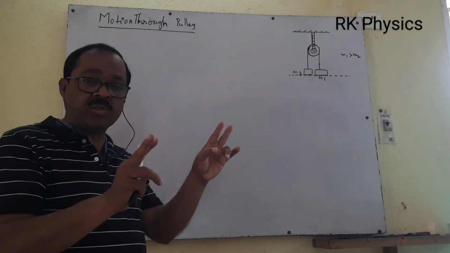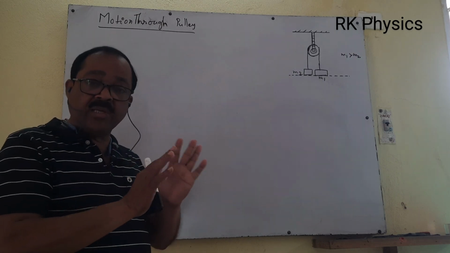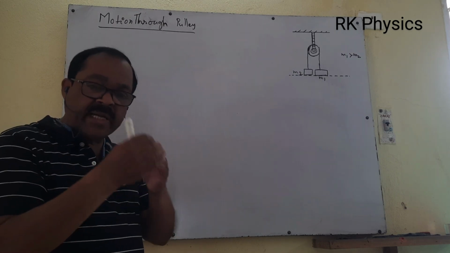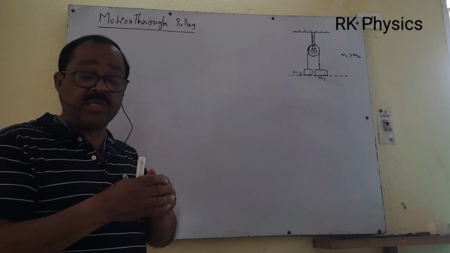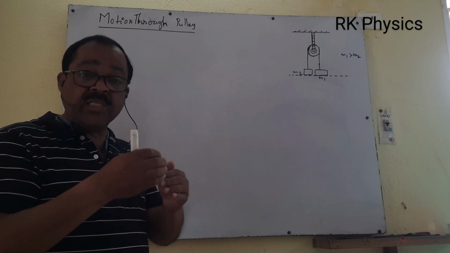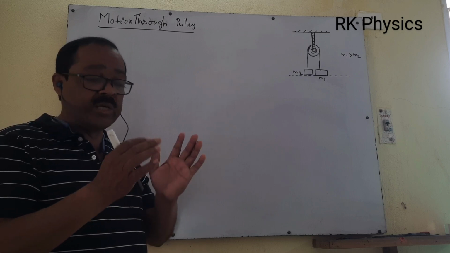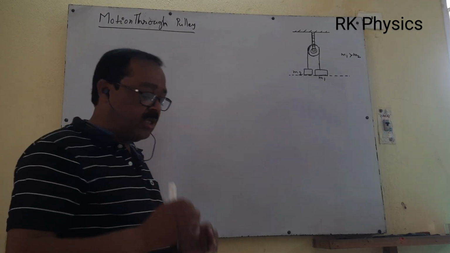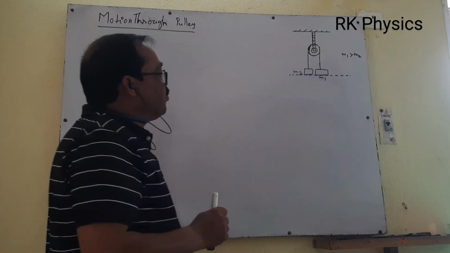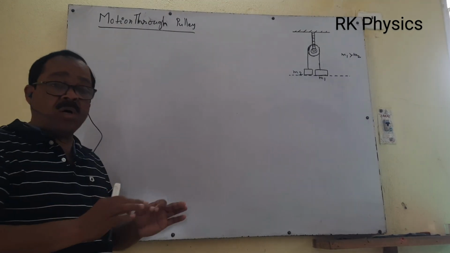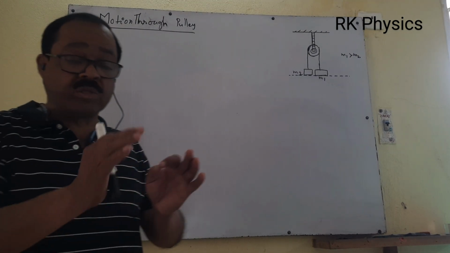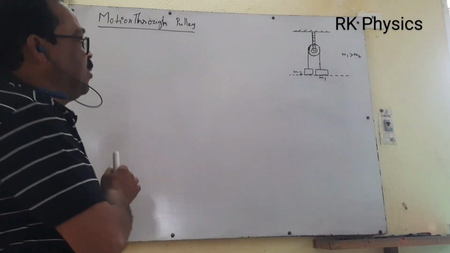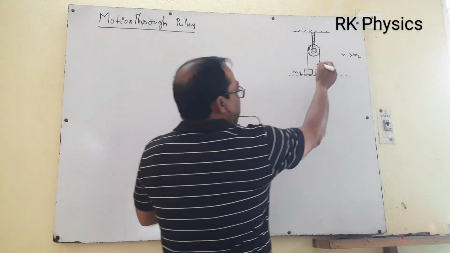Now, there are two methods. I will derive two methods. The second method is most advantageous. It is a time management method. If you use the second method, you can solve within 1 minute easily. So, observe this video till the end. This is the advantage.